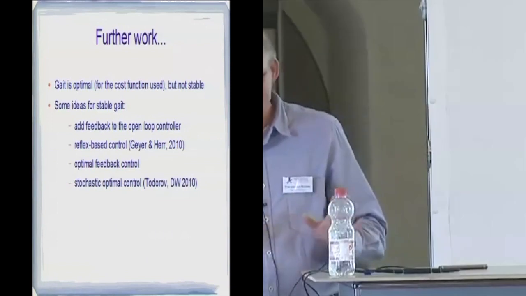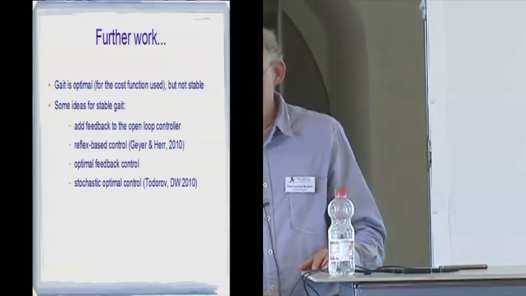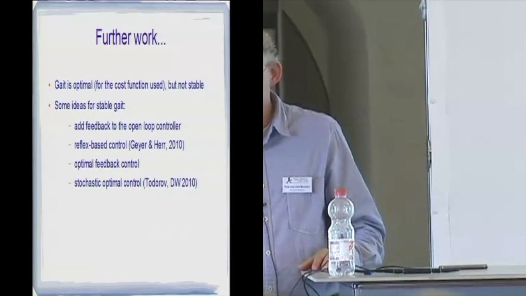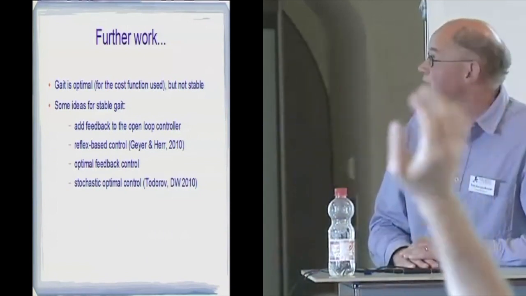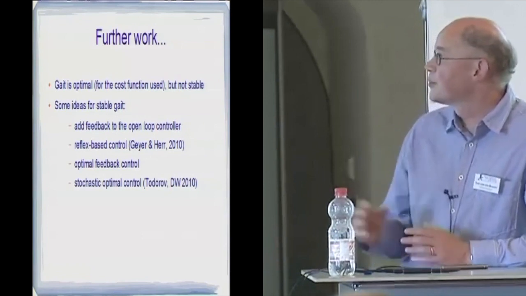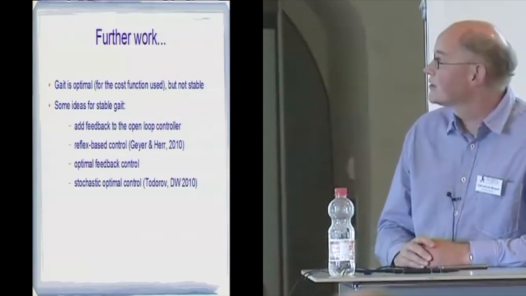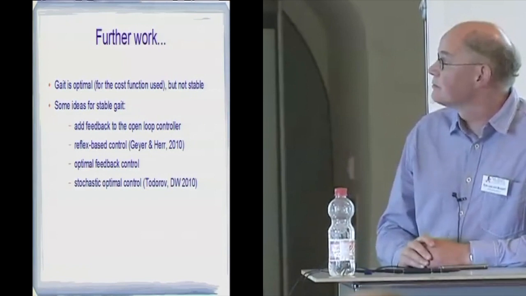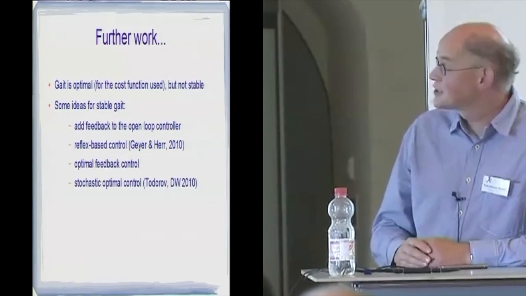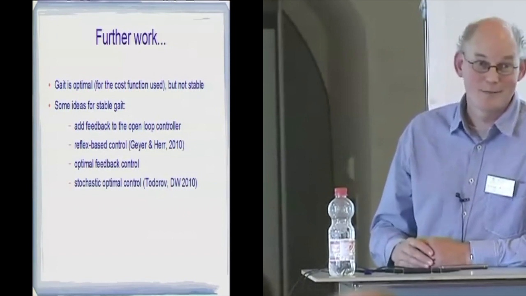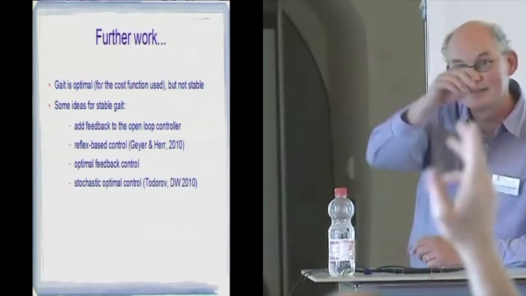Yeah. I think we're getting to the end of the tutorial. So I just want to talk a little bit about further work that you might do with this model. You could take my open loop controller and try to add feedback. You could try to make it walk with a reflex-based controller. You can try doing optimal feedback control or even stochastic optimal control, which I'm really interested in, but I don't really understand the methods yet.